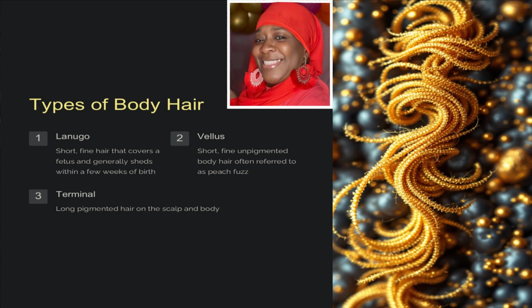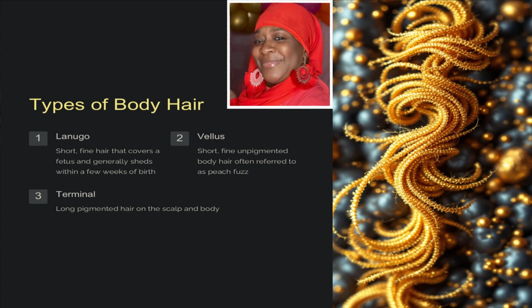Types of body hair. The 3 main types of body hair are lanugo, vellus, and terminal hair. Lanugo: short, fine hair that covers a fetus and generally sheds within a few weeks of birth. Vellus: short, fine, unpigmented body hair, often referred to as peach fuzz. Typically less than 1/3 inch long, approximately 1 centimeter, and can appear anywhere on the skin apart from the palms, soles, and lips. The follicles that produce vellus hairs do not have sebaceous glands. Vellus hair's primary function is to help with the evaporation of perspiration and body temperature regulation.